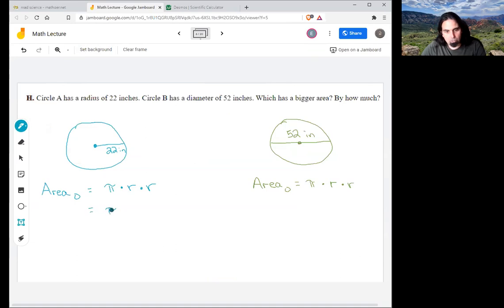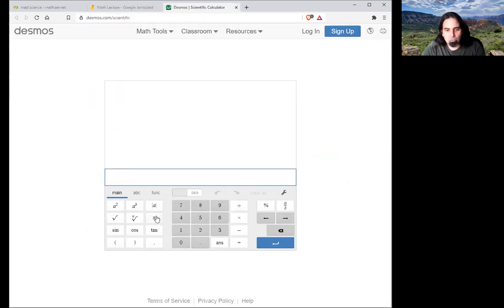Okay, so the blue one, I can just plug things in. Pi is on my calculator. 22 times 22. If these are pizzas, they're pretty big. So pi times 22 times 22 gives me 1,521 about.